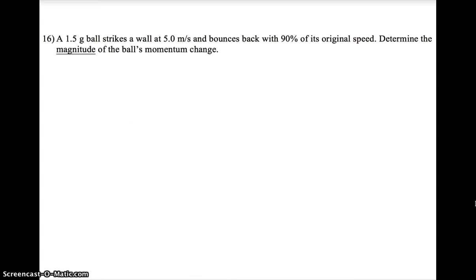Now take a moment to solve number 16. Notice that we're given grams, and notice they don't tell you which way the ball is going. So you'll have to assume a particular direction and then use magnitude at the end.